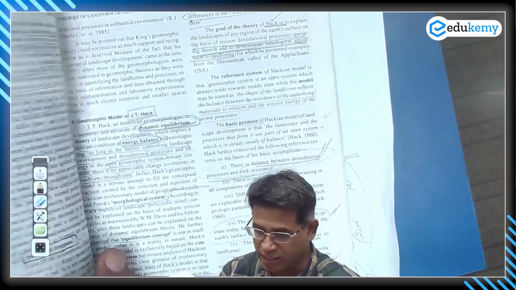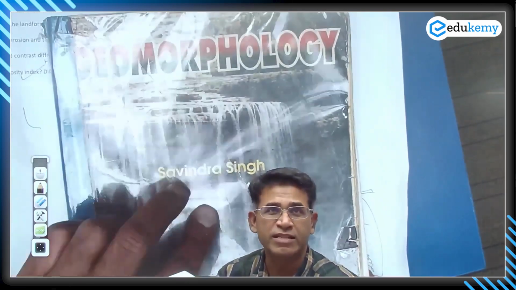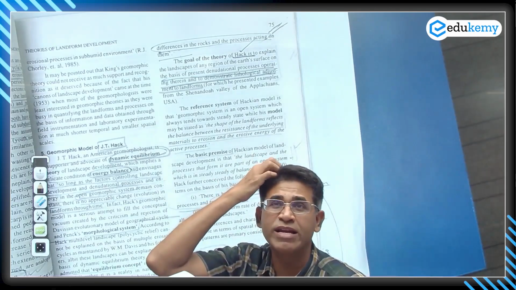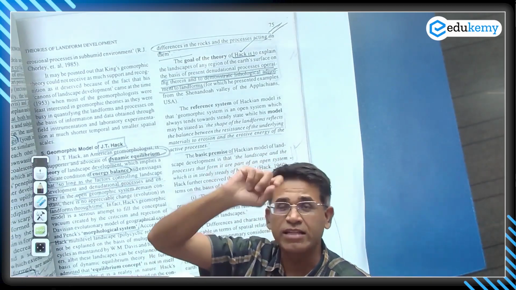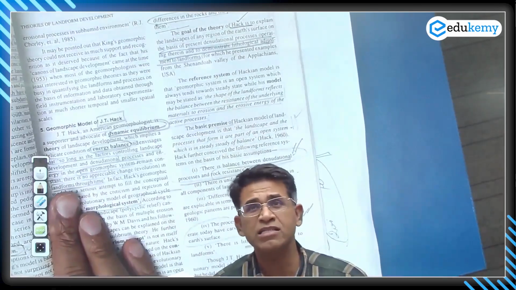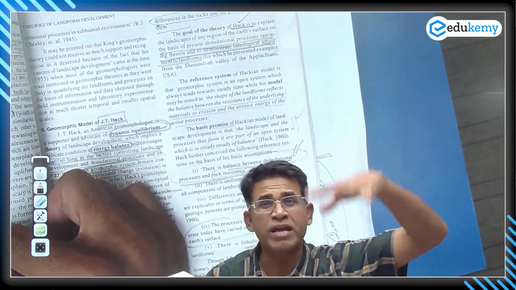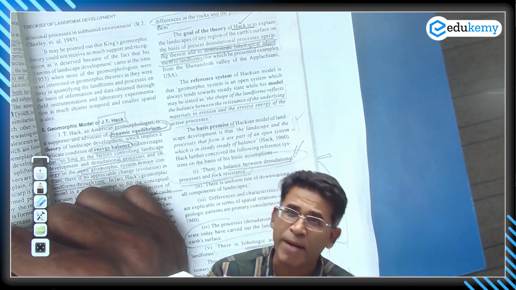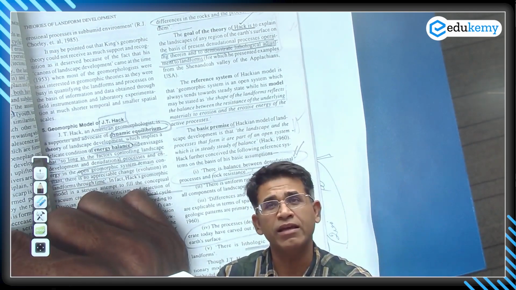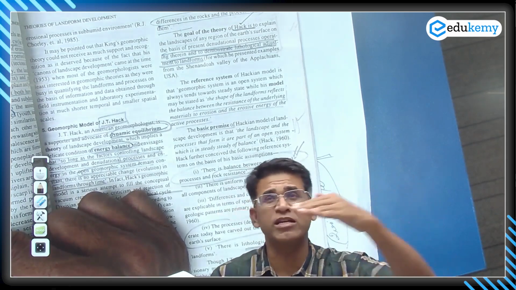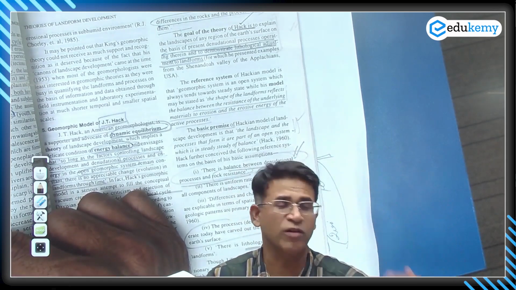Which book is this? This is Geomorphology, Savindra Singh, page number 75. Aditya, hard rock is the resisting force, so just remember that. Gilbert talks about the resistance as the rock's weight. The superincumbent weight is the resistance, and the driving force is the magma rising up. In this case, rock hardness is the resistance and denudation is the process of change.